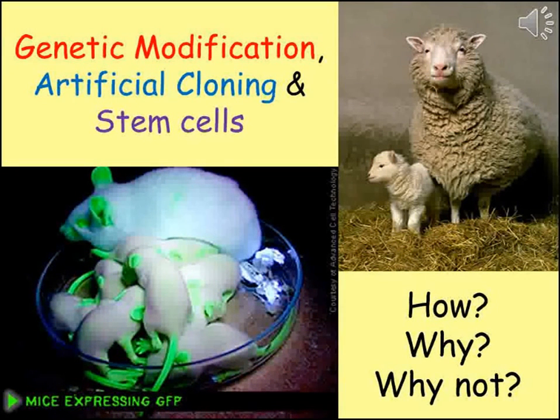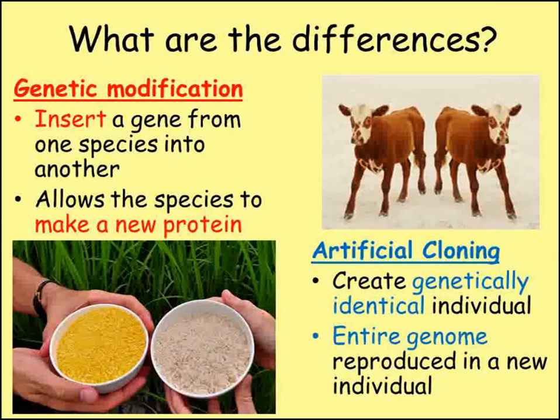By understanding DNA and cell structure, scientists have developed several techniques to apply this knowledge. This video looks at three of these: genetic modification, artificial cloning, and the use of stem cells. Firstly, let's compare genetic modification and cloning.